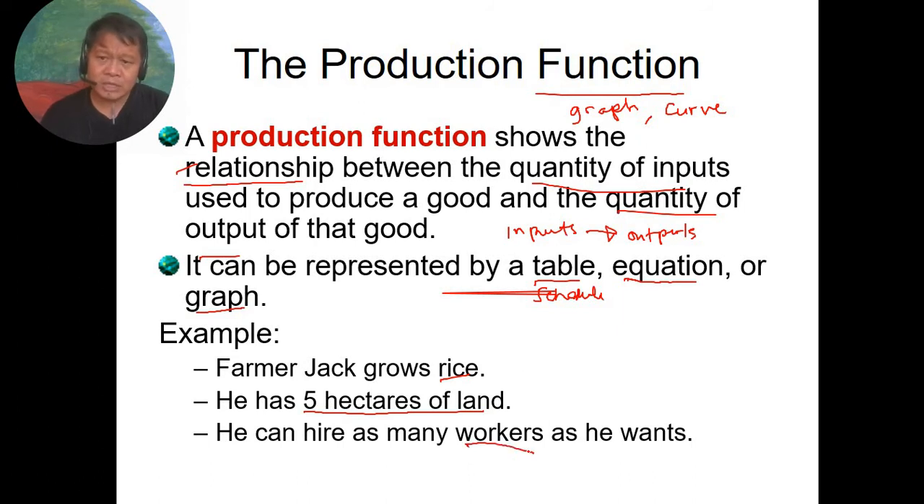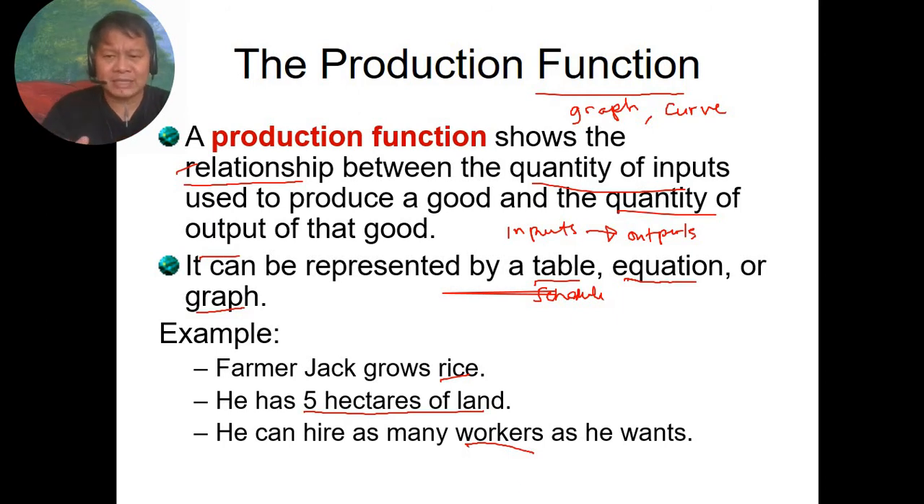So workers now is input. Laborers or workers in the production is considered as input so that Jack can produce rice. Without workers, it is very, very difficult for Jack alone to grow rice. He needs resources from the household, such as labor, so that there must be somebody who will work in Jack's farm to produce rice. Okay, this is an example.